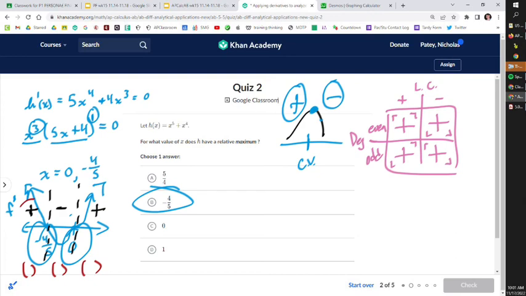Let's let it sink in, guys. Do you understand why we know there's a relative max at negative 4 over 5? Because we see a plus minus right here. And then, do you understand how I got this line right here? This guy. Do you understand how I got this line? Okay, that's the curve sketching part. You're not so sure about that? Okay, you've got to learn that part.